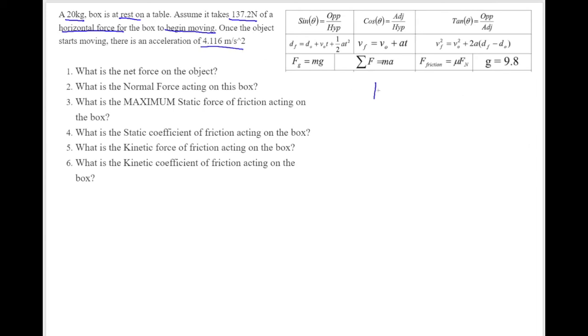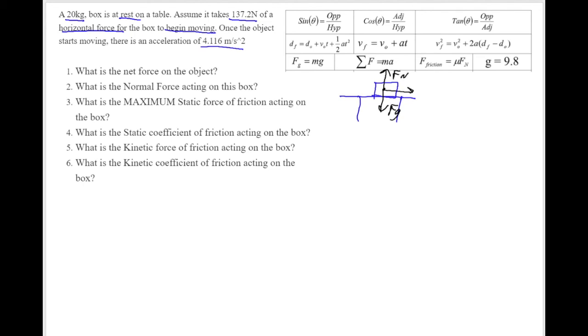So let's go ahead and draw that box real quick. So here's our box, here's our table. Now let's start labeling our forces on this box. I have force gravity pointed down on the box. I see it's flat on a table, so I have force normal pointed up.